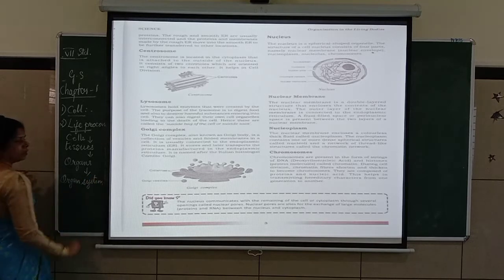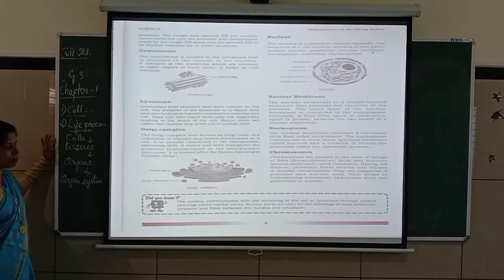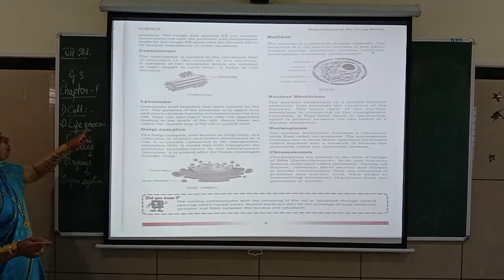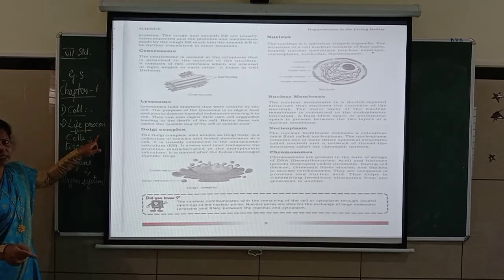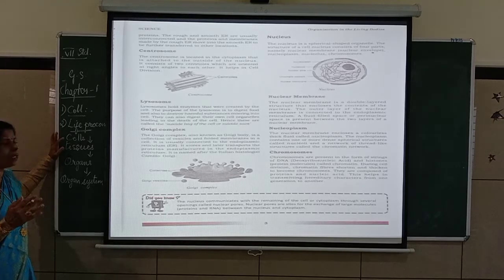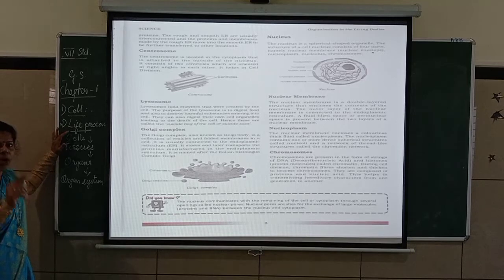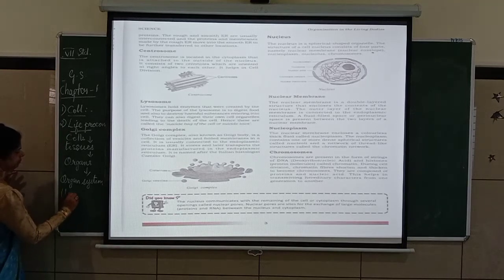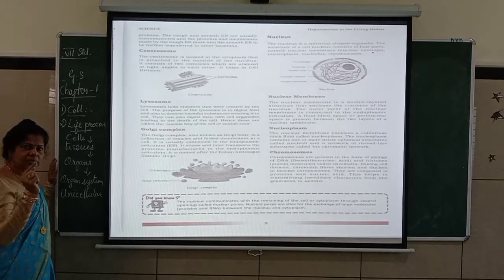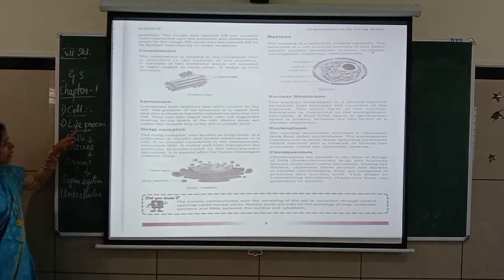Understood? So, based on the number of cells, organisms are classified into two groups. What are those two groups? Now, there are some organisms where there is only one cell. In one cell only it carries all the life processes. I will tell you what is life process. Already I have discussed this in the previous class. So, a single cell is able to carry out all the life processes, then you call that a unicellular organism. Unicellular organism means a single cell is able to carry out all the life processes.